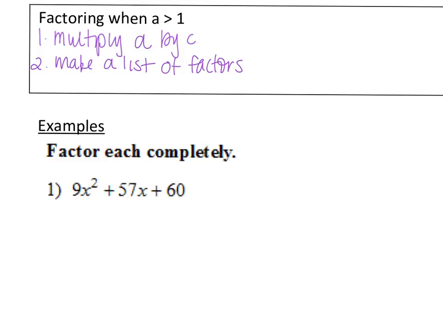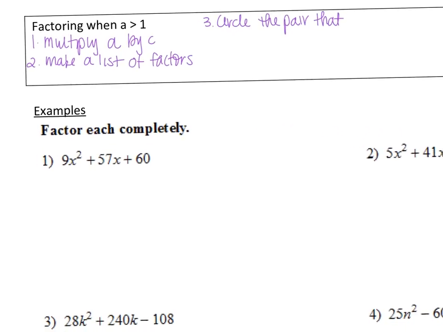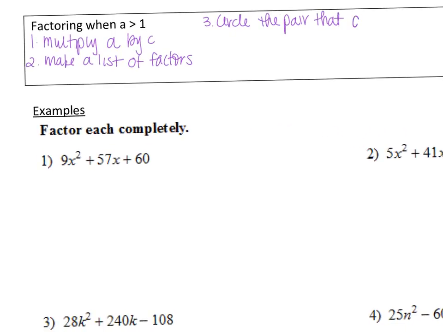And then third, I want you to circle which factors work. So circle the pair that adds to your b, and your b is the middle number.